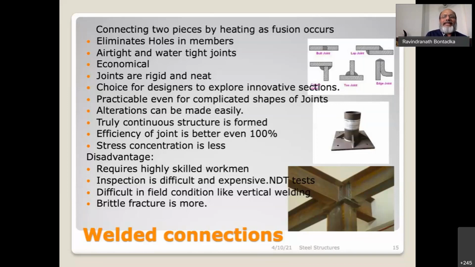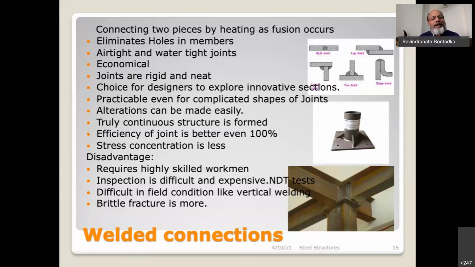The choice for designers to explore innovative sections. One thing is you are not restricted to only the standard sections. You can make your own sections of different sizes, different ways, different combinations together. So all these things give you a choice as a designer. He'll be spoiled for choice sometimes, about what to use or how to use. Then it is practicable even for complicated shapes of joints. When there is a complicated joint, the welded joint becomes much easier compared to bolted joints, which become difficult.